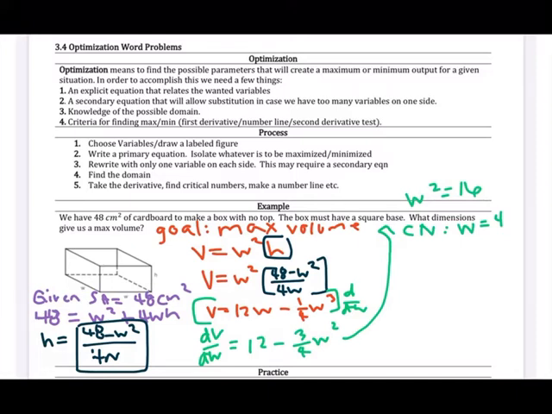Now I'm going to make my number line, and when I make my number line is when I'm really going to think about domain restrictions. So this really needs to end at 0 because I can't have a negative side length. The only critical value that we just found was 4.